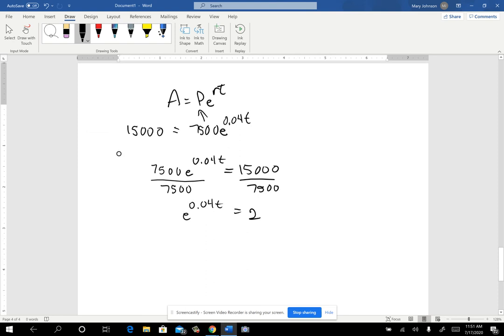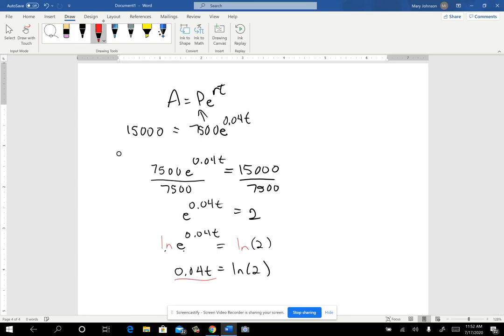Okay. Now, I need to undo E. So just like before, if I notice that and I use ln, it'll save me a step. So I'm going to natural log both sides. This is really composition of functions over here on the left. The log base E and this base E undo each other, and we have 0.04t equaling ln of 2.